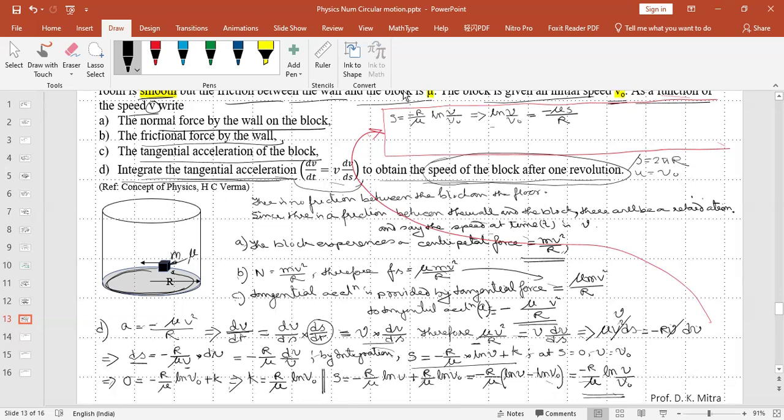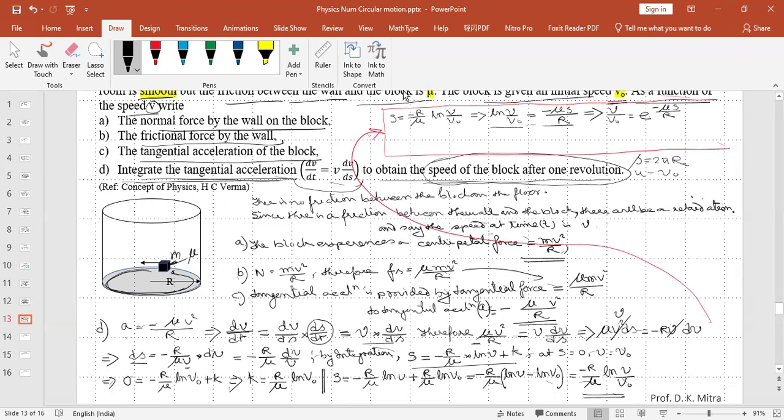So if natural log of v by v0 is equal to minus mu s by r, from here the reverse of natural log is exponential power. Therefore, v by v0 is equal to exponential to the power minus mu s by r.